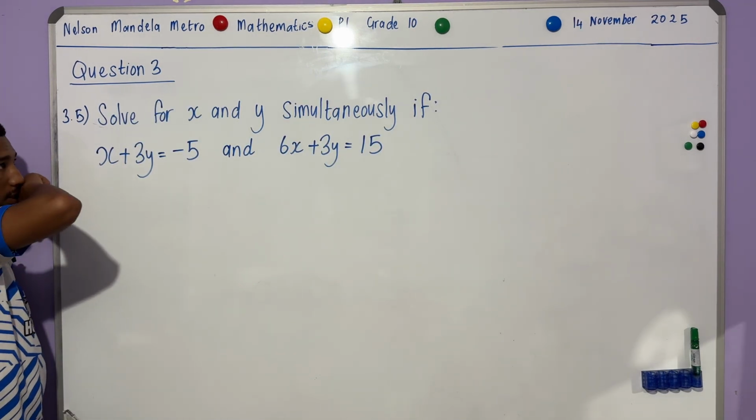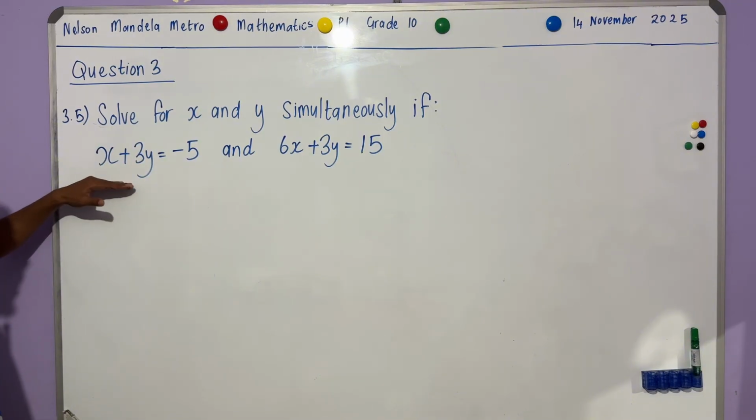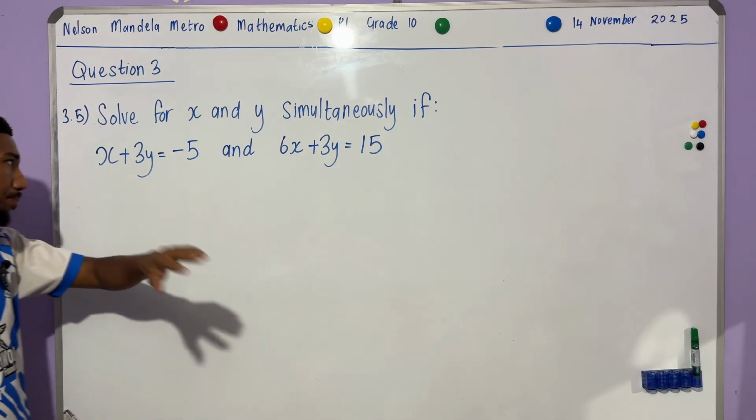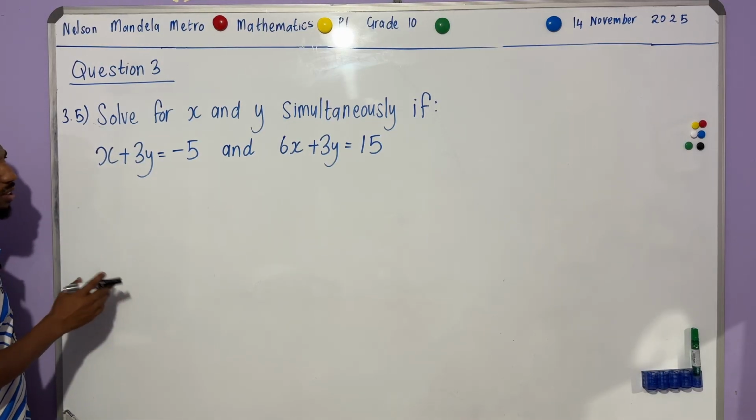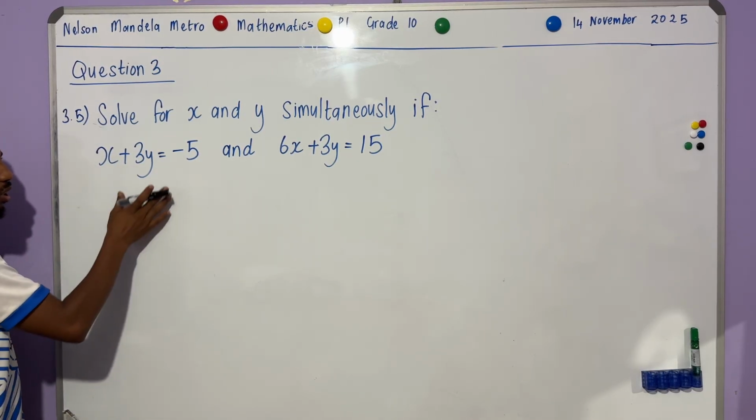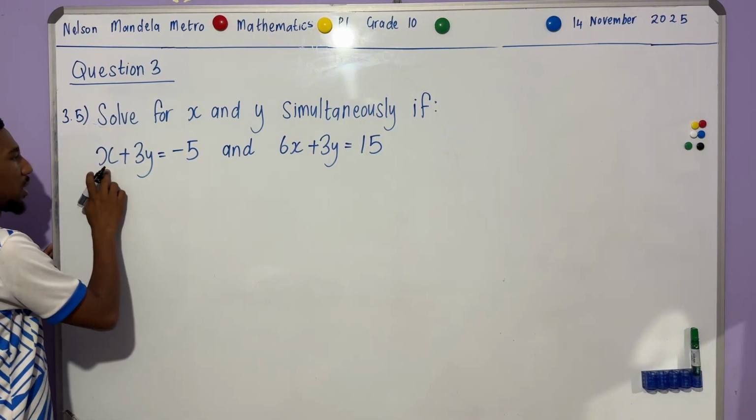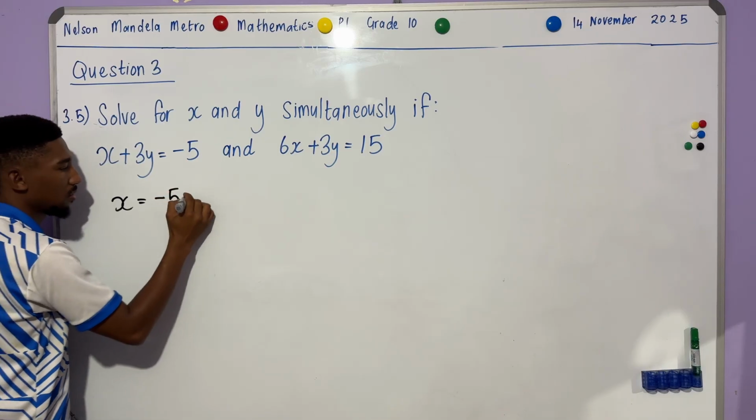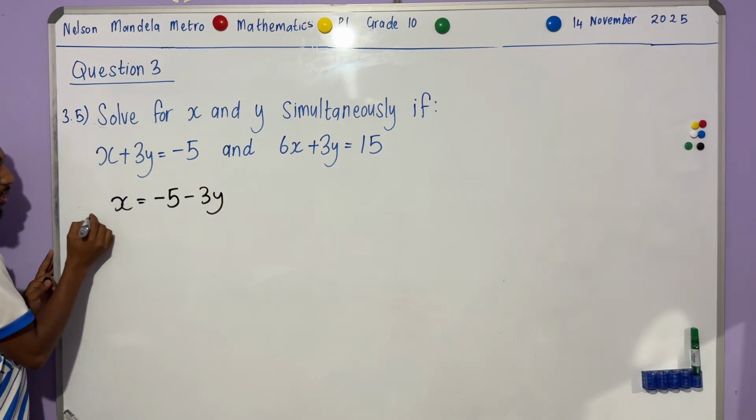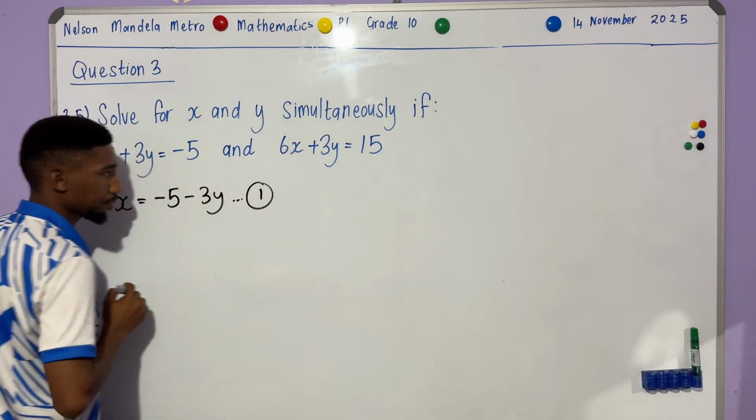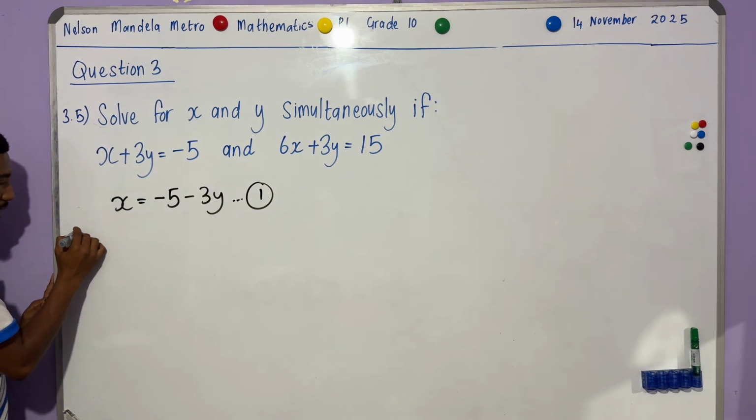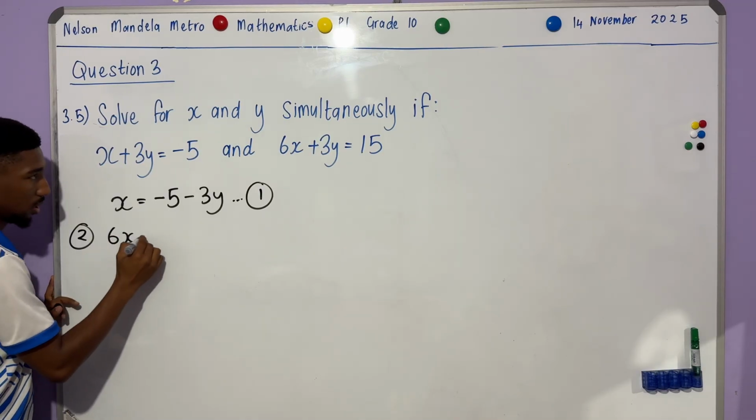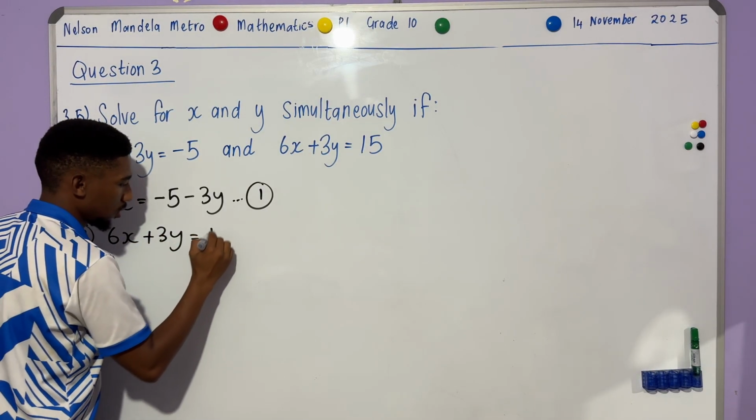3.5 says solve for x and y simultaneously if x plus 3y equals -5 and 6x plus 3y equals 15. What I like to do, I don't like to use elimination. I like to use substitution. I'm going to make x the subject of the formula for my first equation. Take the 3y over. I have -5 minus 3y. This is becoming my first equation. My second equation is 6x plus 3y equals 15.